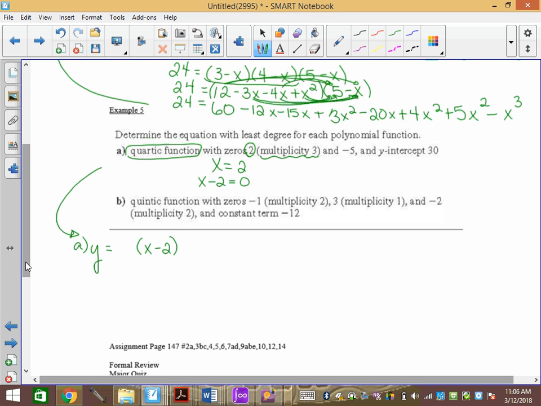So we put a 3, cubed. And negative 5. So our other one is negative 5. When we work it back, what do we get?